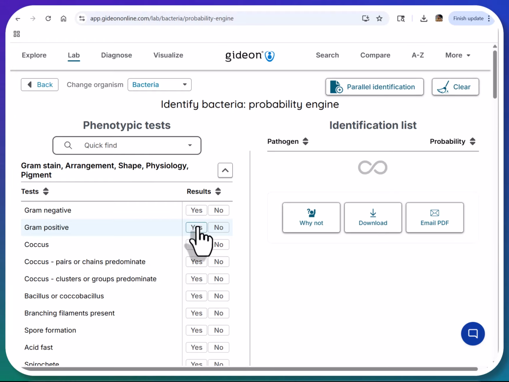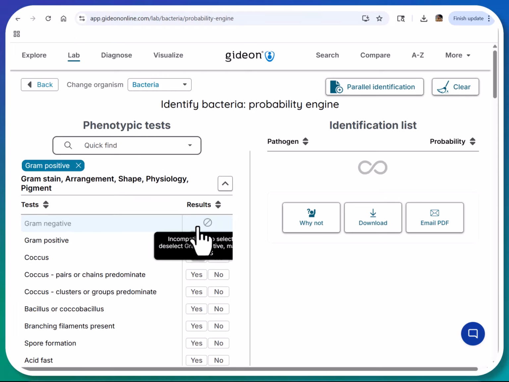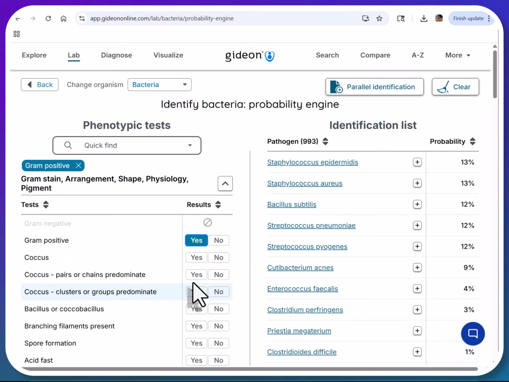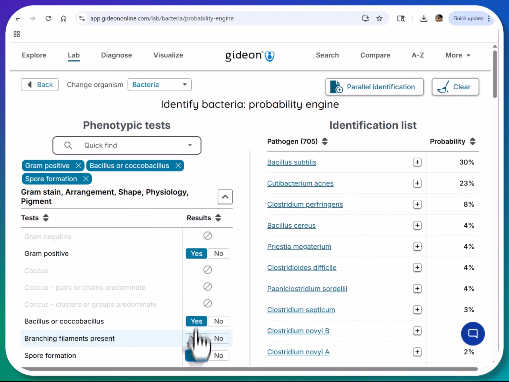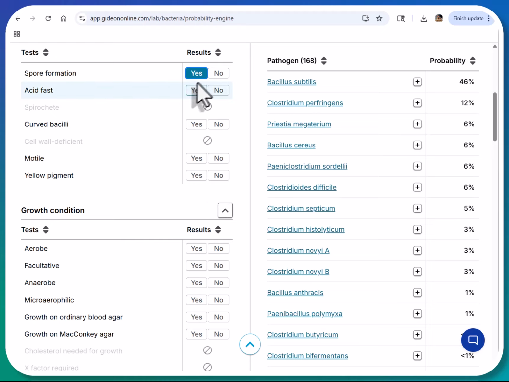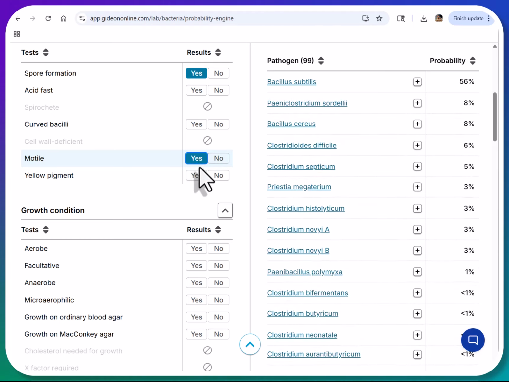Let's do a gram-positive, and again stick to the positive results, because not all organisms are always positive or negative. So if you start with the positives, the algorithm behind this machine is doing much better. So it's a gram-positive organism. It is a bacillus, and yes, it forms spores, which we saw in the gram stain. It is motile. It doesn't have a yellow pigment.